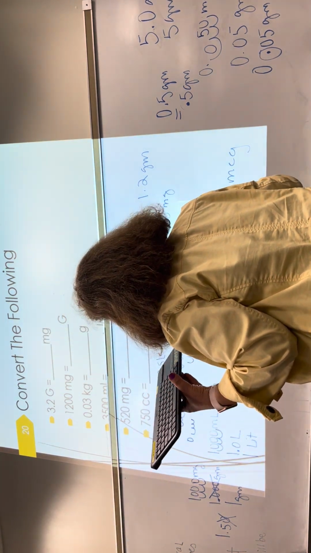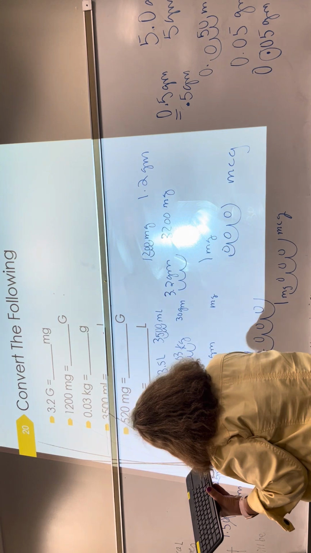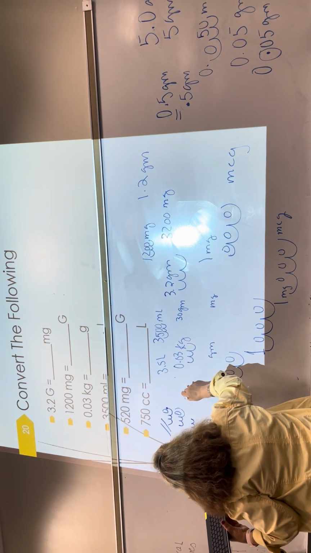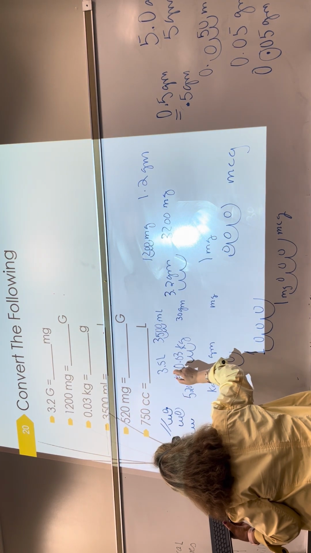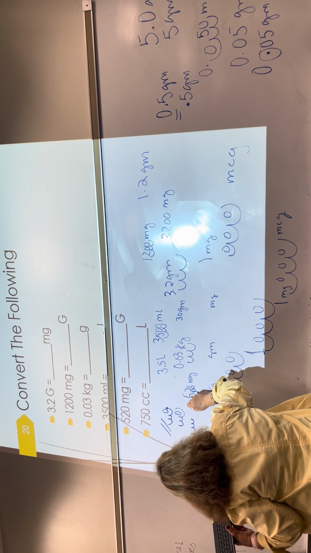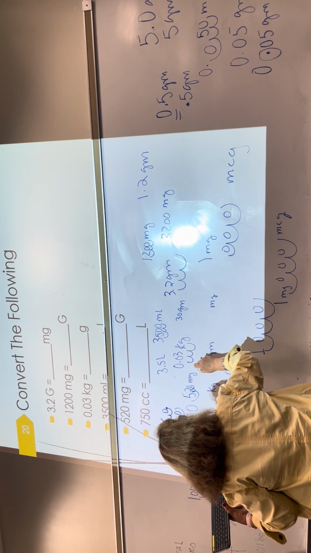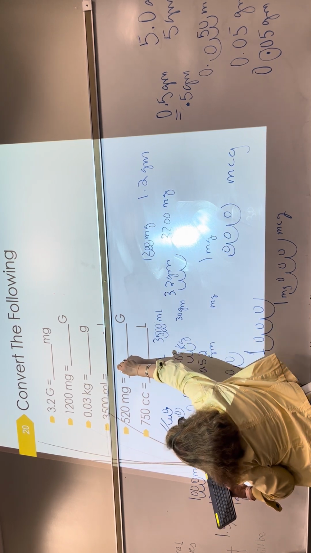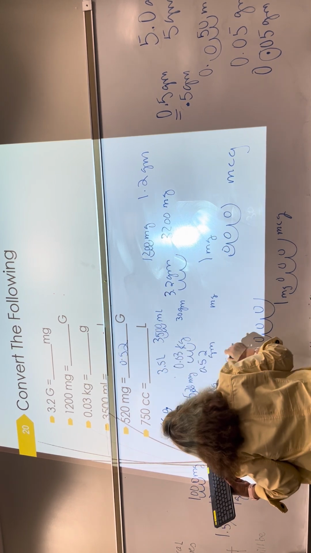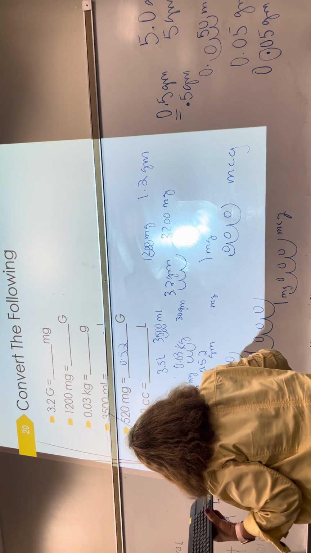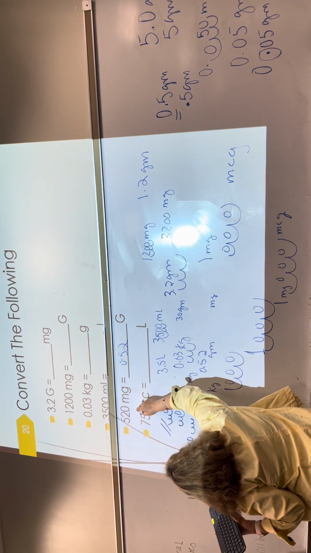And then we have 520 milligram. So we're going to go to gram. Gram is bigger. So we're going to go to the left. So 520 milligram. We're going to go to gram. So 1, 2, 3. It's 0.52. It should be 0.52. 0.52 gram, right? Okay.